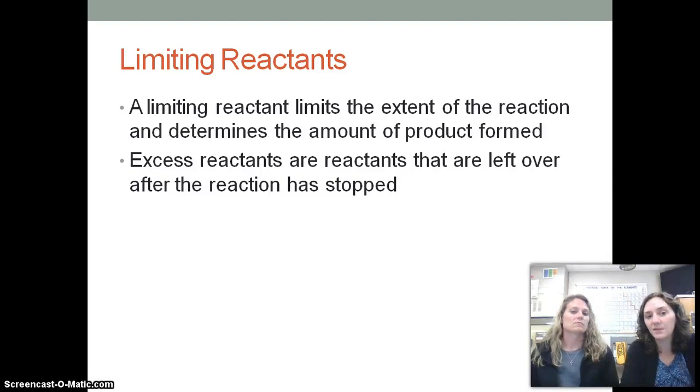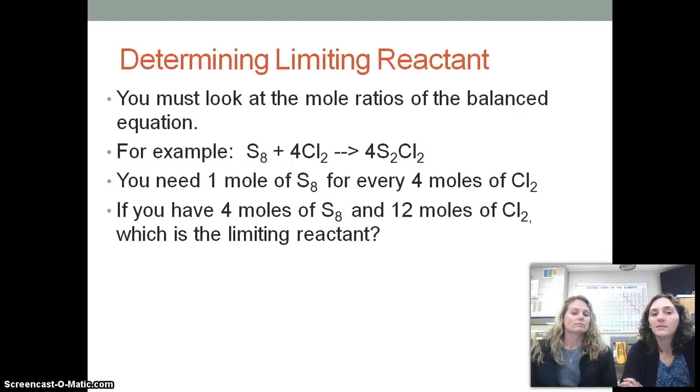The other one's going to be called an excess reactant because when you make your products, you're going to have excess of that reactant left over. So our limiting reactant is used up first. Excess would be just sitting there waiting to get more of the other reactant so that it could make more product.